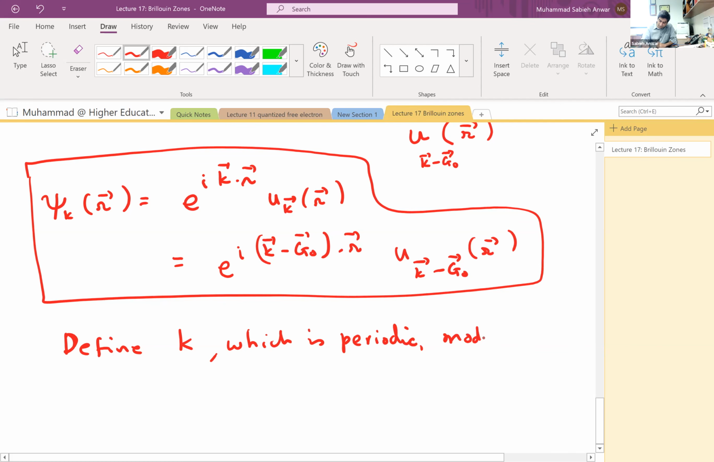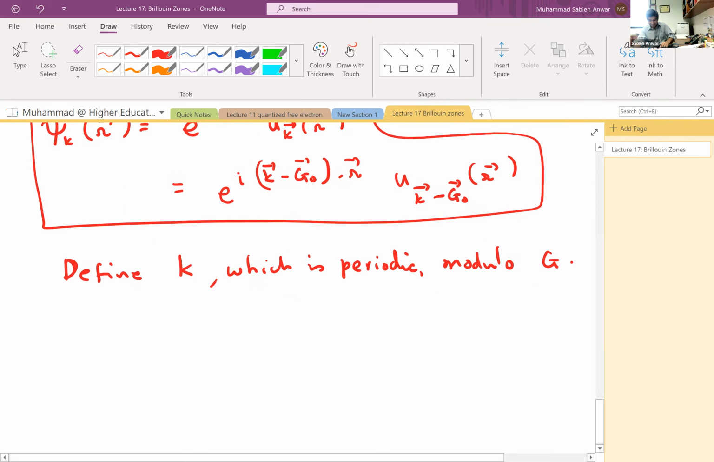modulo the reciprocal lattice vector. This means that if you're in 1D, your k needs to be defined only modulo 2 pi over a. Okay, so what does this mean? Let me give you a practical manifestation of this. So, any questions? And I hope the example will clarify what I'm trying to say over here. Any questions?